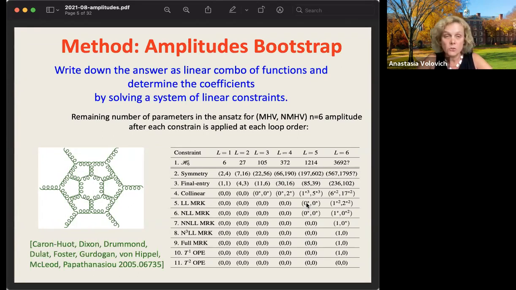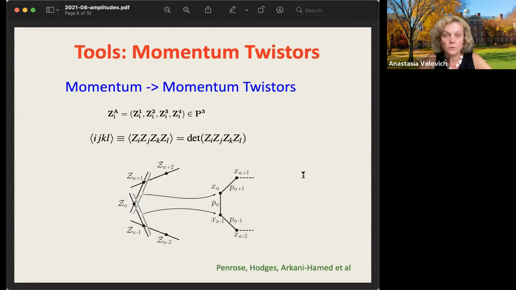Okay, so some of the tools that will be important for my talk. We're going to be talking about these amplitudes. They're going to have 2 parts: functions and variables. So who are going to be the variables?